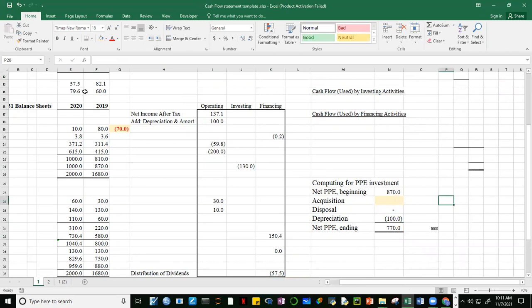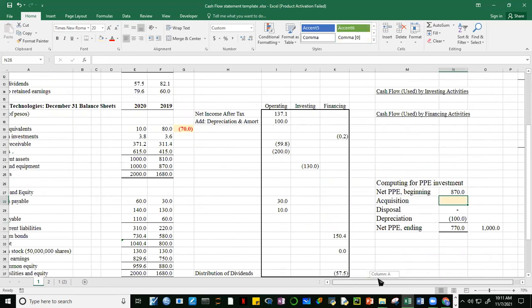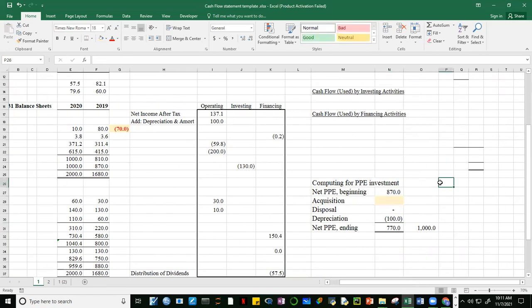So let me just fix this. This is the correct ending for net PPE. But we don't have the acquisition yet, because the PPE at cost is not provided for us. We can compute that. There's a function in Excel called GoalSeek. We're going to use that, and I'm going to teach that here.